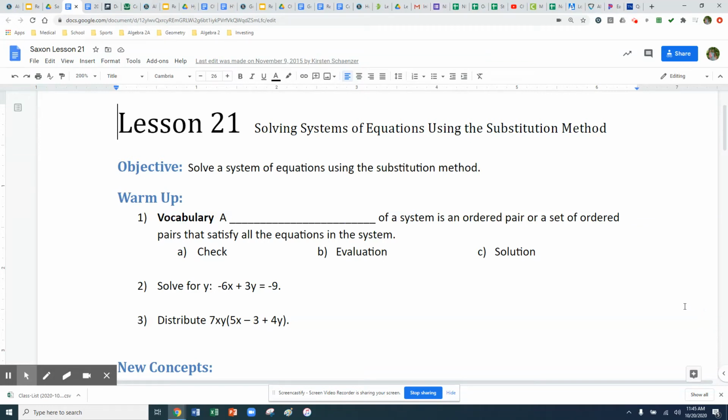Hello again, Algebra 2A. Today we are looking at Lesson 21, solving systems of equations using substitution. And that is our goal, to solve these systems using the substitution method.